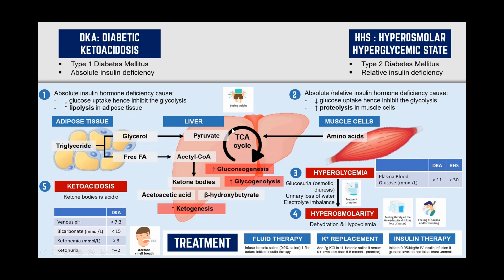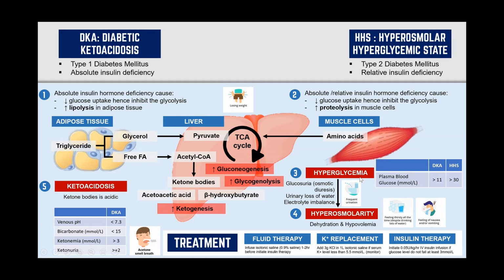Glycerol and amino acids will enter the liver and be further converted to pyruvate and produce lots of energy through the Krebs cycle. This will cause increased gluconeogenesis and glycogenolysis, which lead to hyperglycemia. These events can be seen in the plasma blood glucose, which is more than 11 millimole per liter for DKA and more than 30 millimole per liter for HHS.